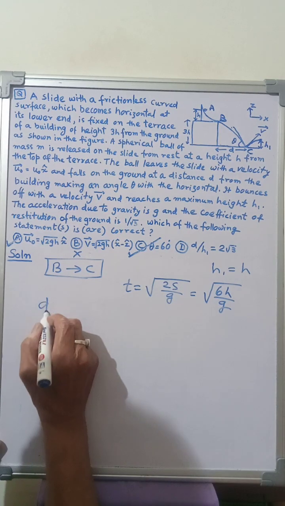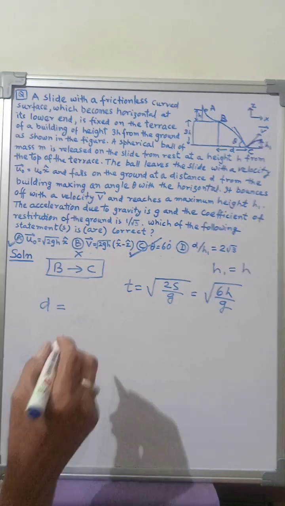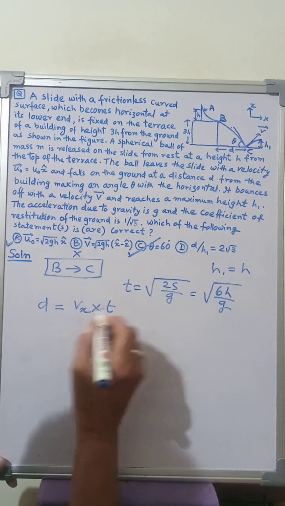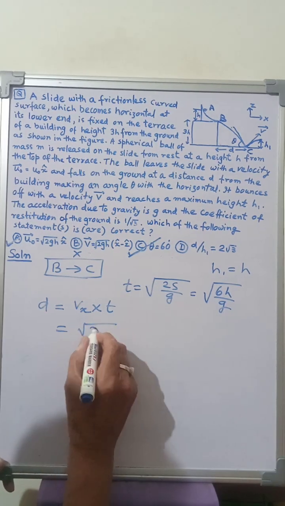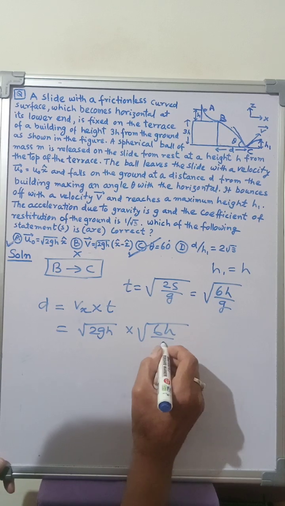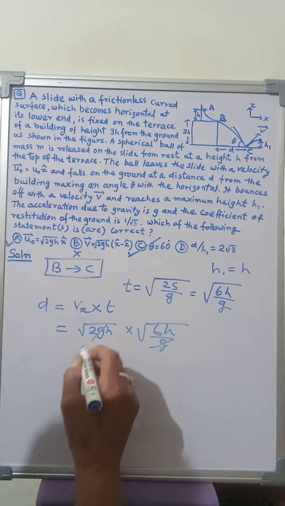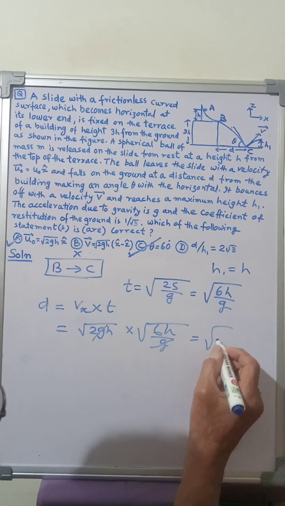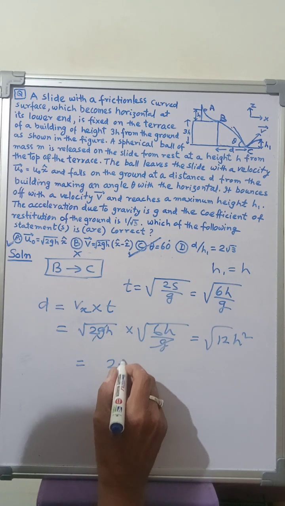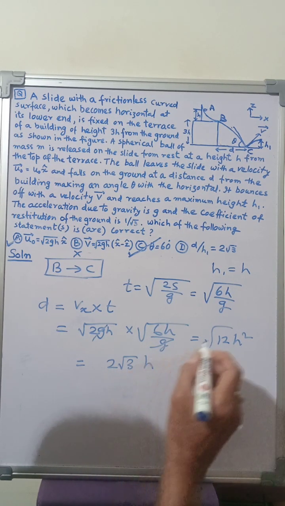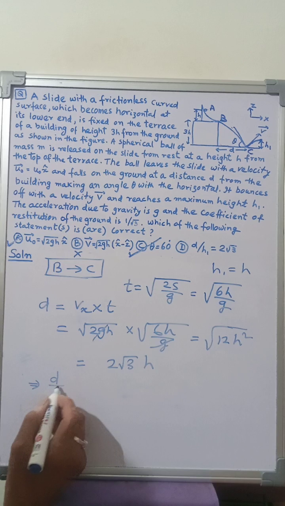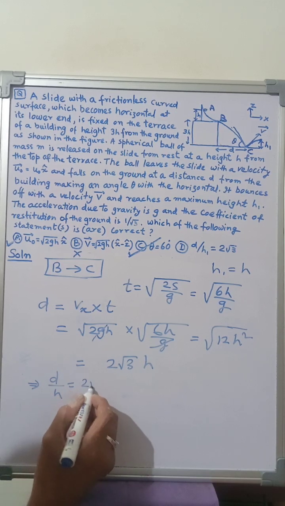Now d is equal to the x component of velocity, which is the horizontal velocity, into time. This is root over 2gh into time, which is root over 6h by g. Now g gets cancelled. This is equal to root over 12h square, which is 2 root 3 h, which implies d by h is equal to 2 root 3.